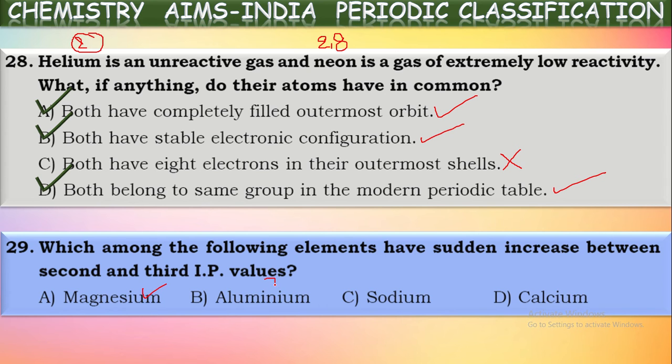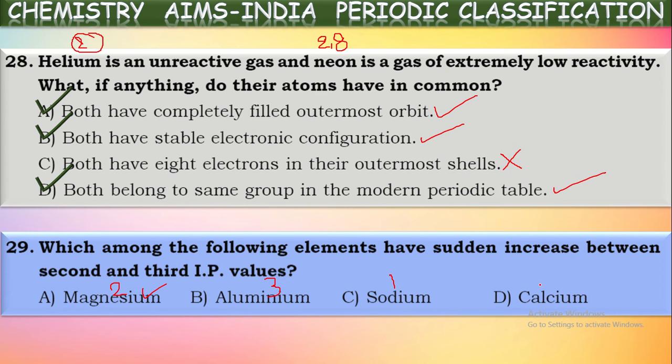We see aluminium, it has 3 electrons in its valence shell. So it won't have any much gradation. Sudden increase won't be there. There will be gradual increase only. Whereas sodium has only 1 electron in its valence shell. After the loss of 1 electron, there will be a sudden increase between the first and second IP values for this, but not between second and third.